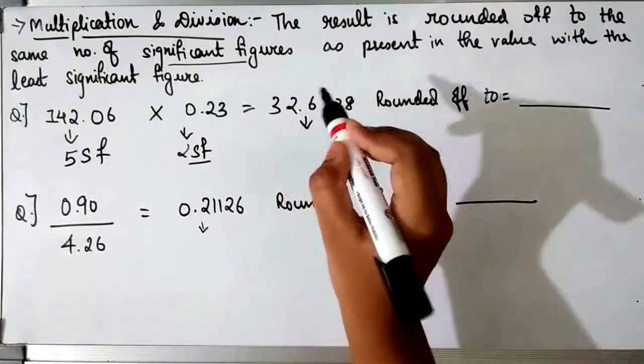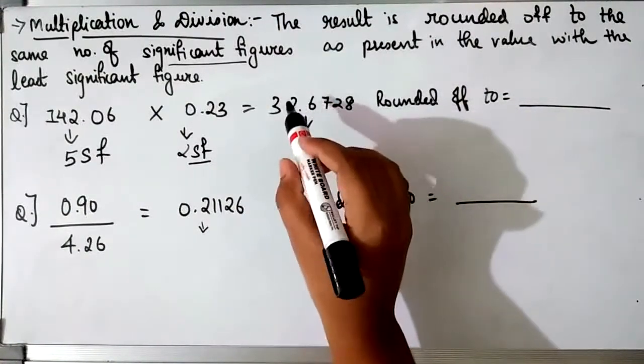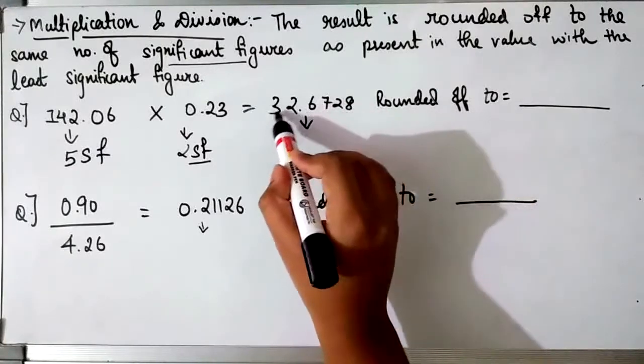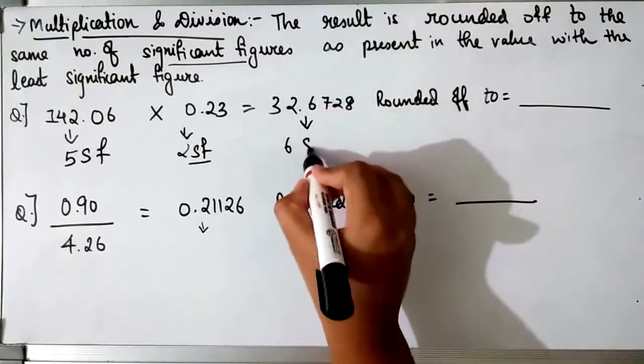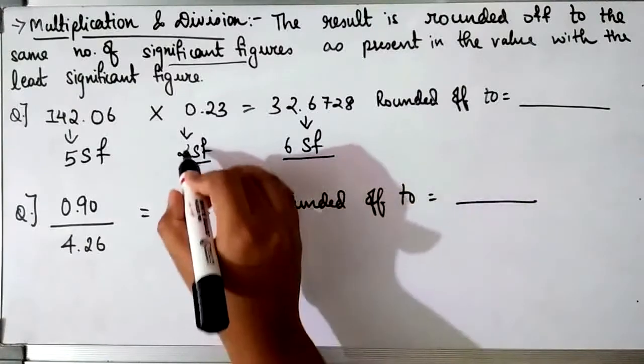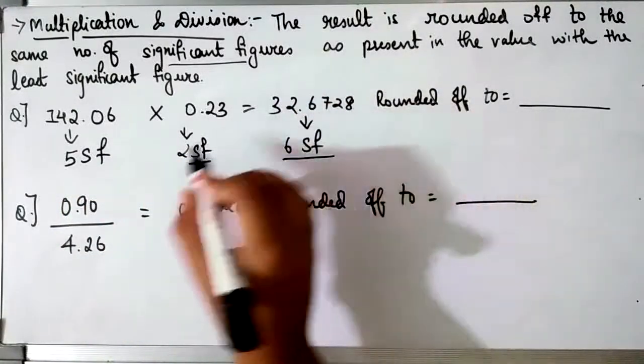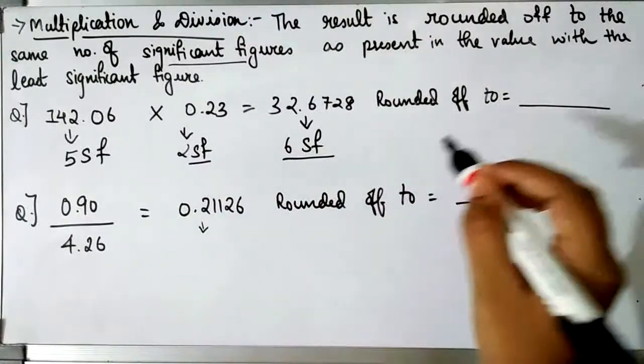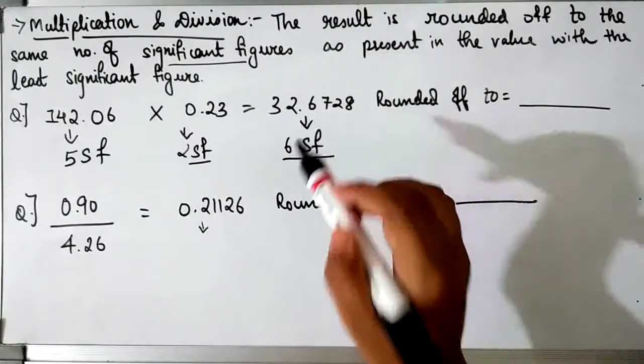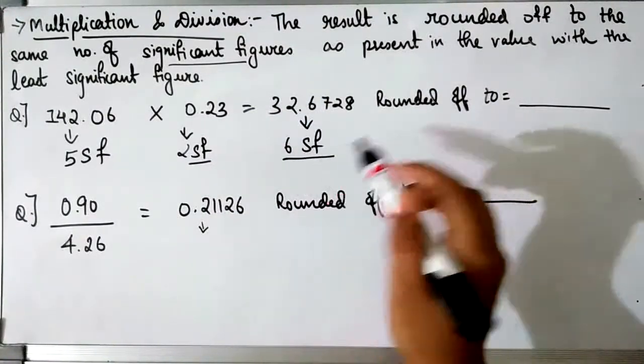Now let's check how many significant figures are present. In this we have got about 1, 2, 3, 4, 5, 6 significant figures, but since 2 is the least one from both the values, we have to round off this result also to 2 significant figures. Okay. Now how to round this off to 2 significant figures?